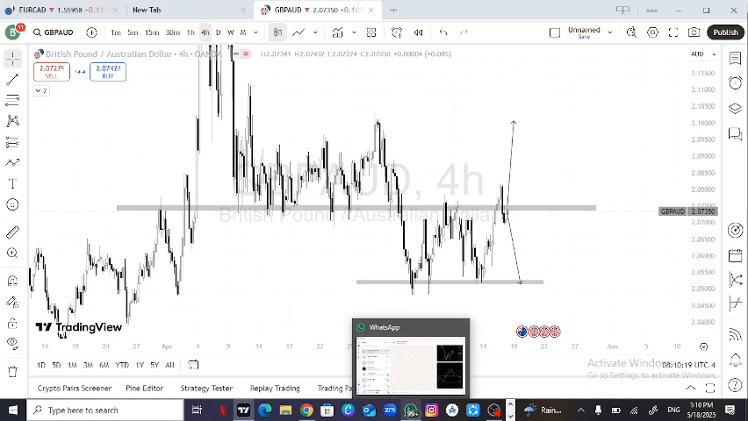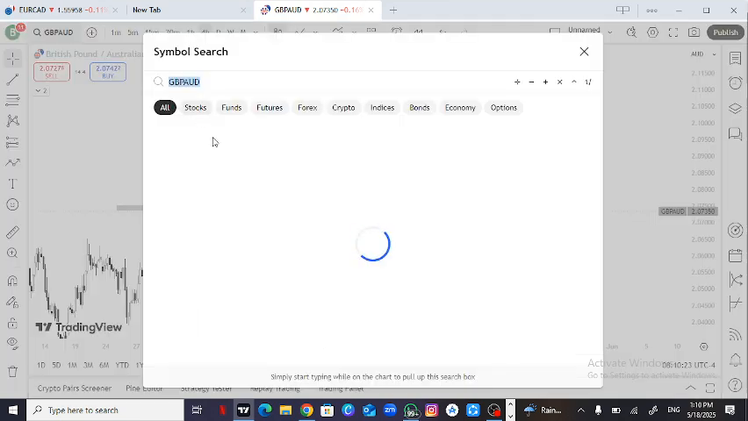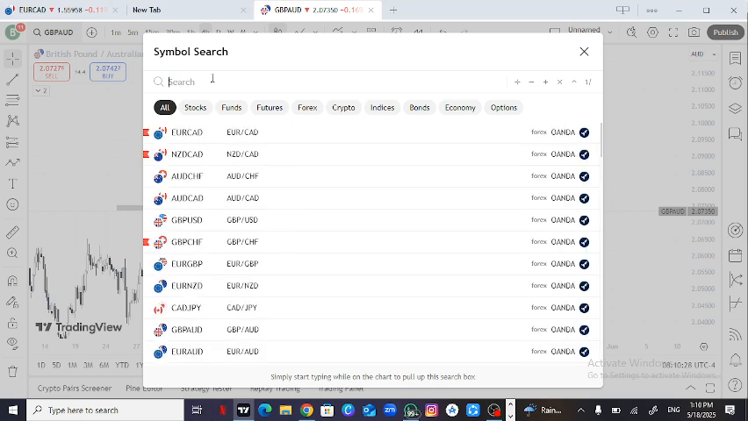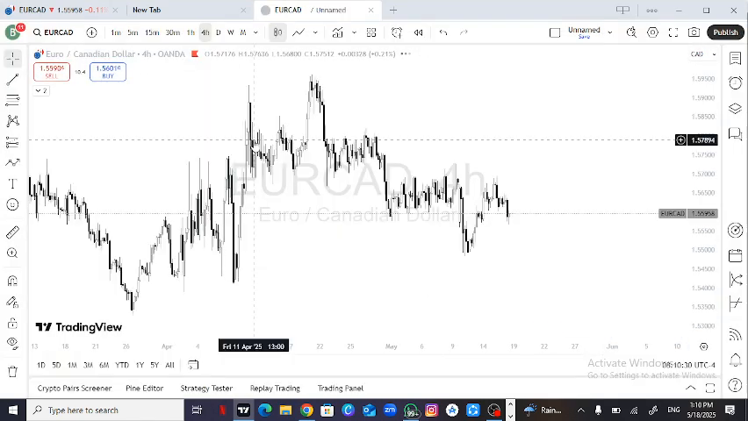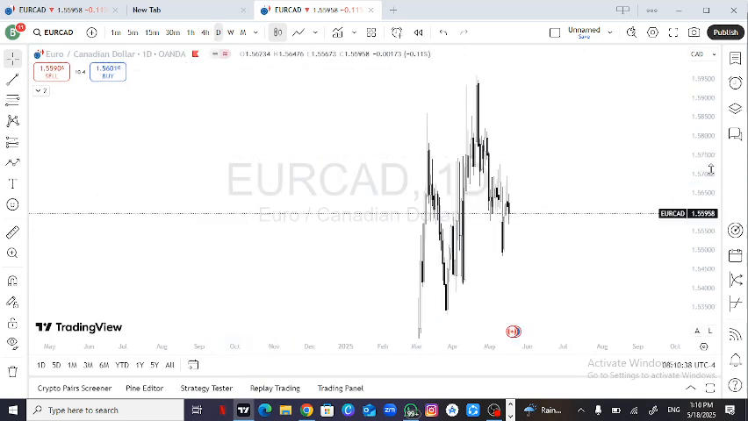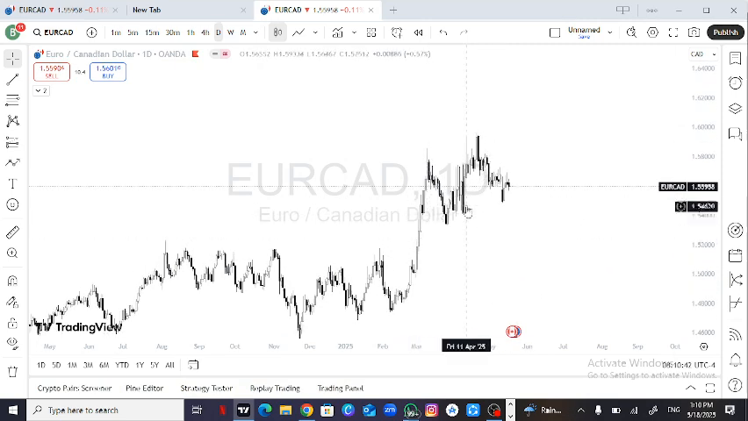Now let's go to the next one, EURCAD. That's my bias for GBPAUD. So quickly let's go to EURCAD. On EURCAD, market is still moving upward. We are still forming new break of structure to the upside.